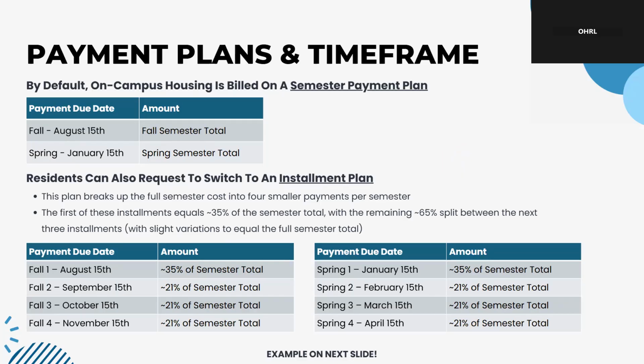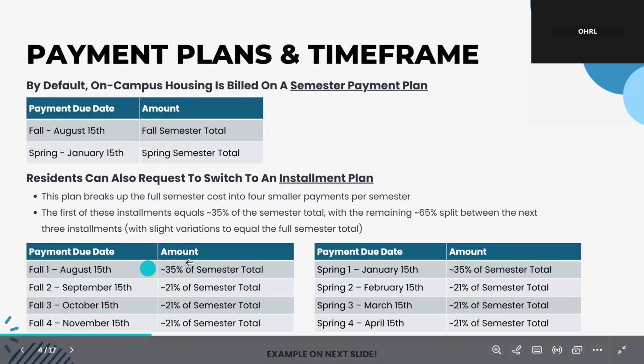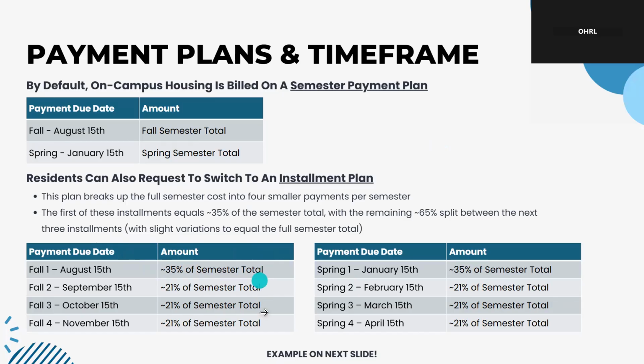There is also an optional installment payment plan, which breaks up the full semester cost into 4 smaller payments per semester. We've provided a breakdown below of the different amounts for each installment. General rule of thumb is that the first installment of the given semester is going to be around 35% of the semester total, and that remaining 65% split between the next 3.